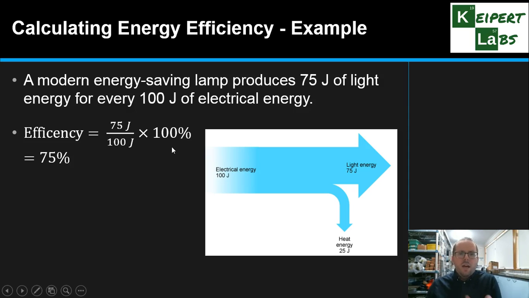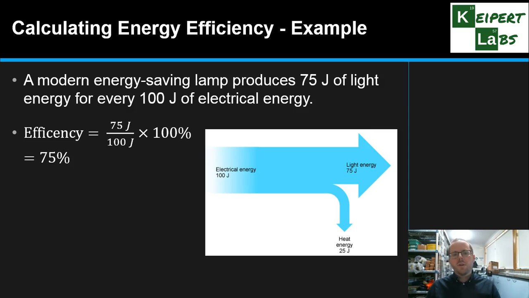So let's say we have a modern or energy-saving kind of light bulb, rather than an old-fashioned incandescent one, that produces 75 joules of light energy for every 100 joules of electrical energy. So we have 100 joules of electrical energy going in, 75 joules of it is continuing on as light, and only 25 joules is being lost in the form of heat. So this is much more efficient. Even just looking at the diagram, you can see that there's much more energy being used as light here than in the previous example, which was for an old-fashioned globe. So we have our 75 joules of useful energy divided by the 100 joules energy supplied, times 100, gives us 75%. So we would say that this light globe is 75% energy efficient.